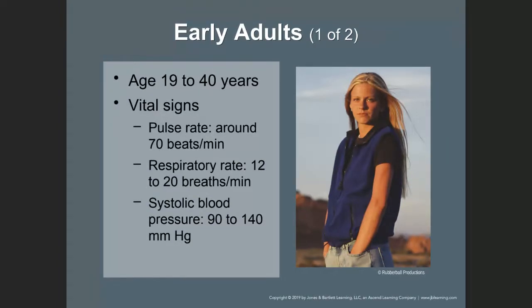Now, the early adult stage of development. This is age 19 to 40 years. Vital signs: the pulse rate is around 70 beats per minute. The respiratory rate is 12 to 20 breaths per minute. The systolic blood pressure is 90 to 140 millimeters of mercury.